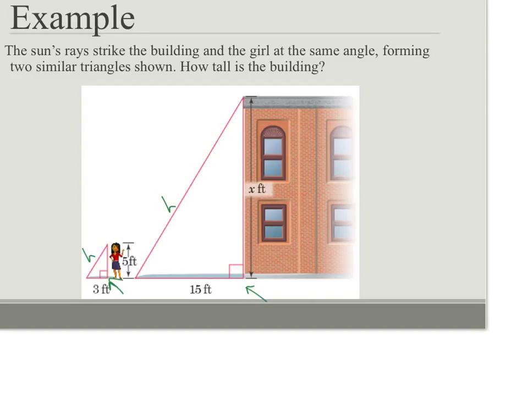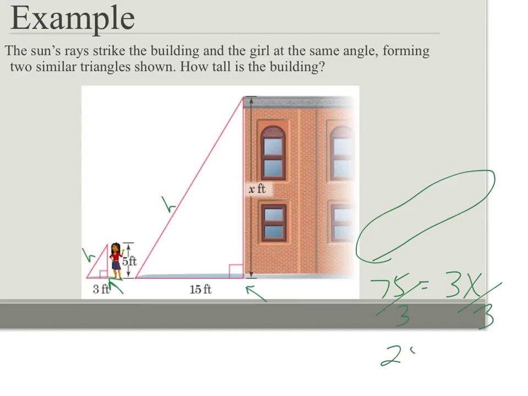Now, be careful when you're setting these up, because these are similar sides and these are similar sides. This isn't the only possible way of setting up. There are other ones, but there must be a relationship between them. Again, we will use cross products. 5 times 15 equals 3x. And of course, when we divide by 3, we get 25 equals x. So the building is 25 feet tall.